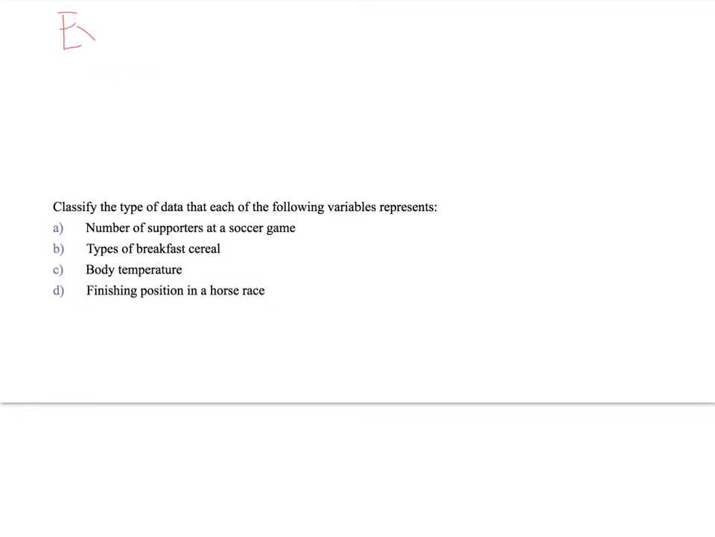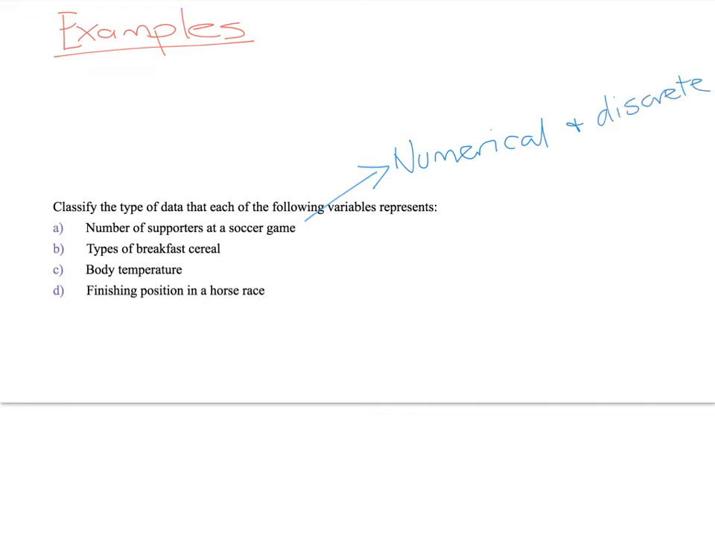Okay, so I'm going to do a couple of examples now. We'll just run through categorising some of this data. I've got some variables here, and we're just going to classify the type of data that each of them represents. Number of supporters at a soccer game, that's a variable. Number of supporters tells us straight away it's numerical. It's going to be a number value, not a category. And it's going to be discrete, because it's going to be counting numbers. We're not measuring anything. We're counting the number of supporters.